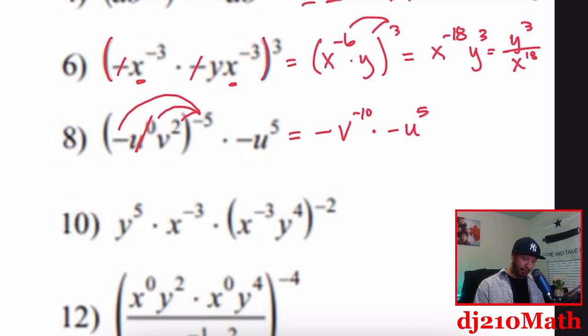Simplifying this, again, negative times a negative goes away. V to the negative 10, that's going to move down. So V to the positive 10, U to the 5 up top. So V to the 10 is in the denominator because it was negative.